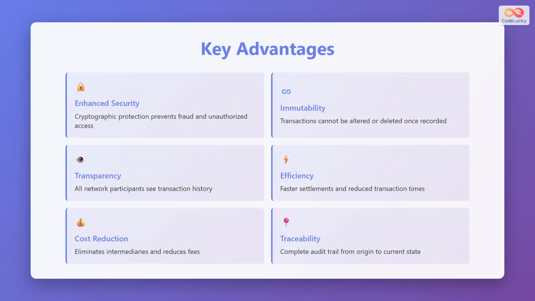Blockchain technology offers 6 major advantages. Enhanced security uses cryptographic protection to prevent fraud and unauthorized access. Immutability means once transactions are recorded, they cannot be changed or deleted. Transparency allows all network participants to see the complete transaction history. Efficiency enables faster settlements and reduces transaction times compared to traditional systems. Cost reduction eliminates intermediaries and reduces fees significantly. Traceability provides a complete audit trail, showing the journey of any asset from its origin to its current state.